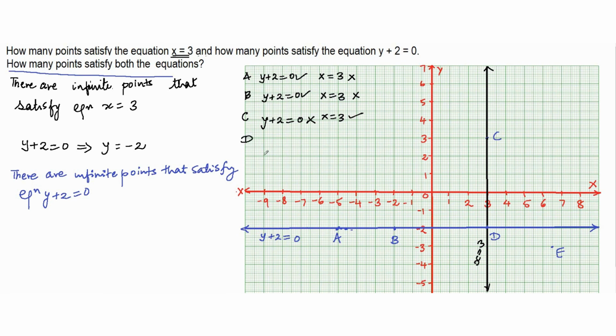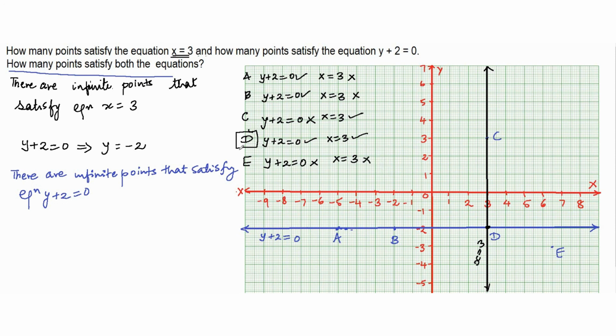The point D is unique in the sense that D is actually lying on both the lines. So D satisfies y plus 2 is 0 because it lies on that line, and it also satisfies x equals 3 because it lies on that line as well. So this is a point which satisfies both the equations. The point E does not satisfy y plus 2 is 0 because it does not lie on that line. It also does not satisfy x equals 3 because it does not lie on that line as well.